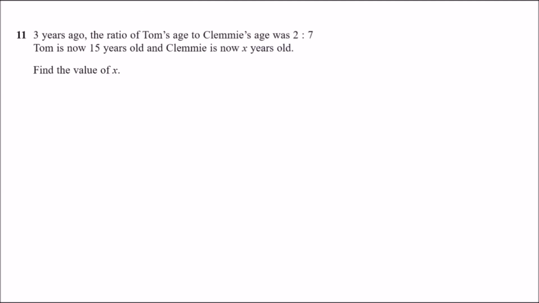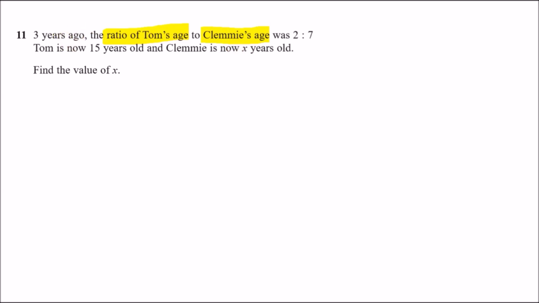That's what we do. Okay, 11. So some 3 years ago, the ratio of Tom's age to Clemmy's age was 2 to 7. Okay, keep that in mind. Ratio of Tom's age to Clemmy's age was that ratio. Now, Tom is 15 years old. So 3 years later, Tom is 15 years old and Clemmy is now X years old. Find the value of X.